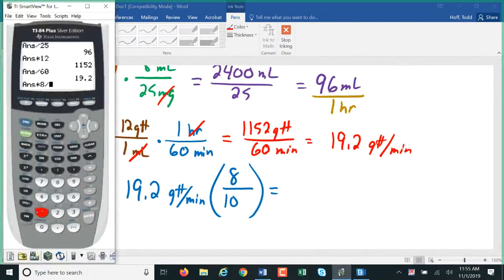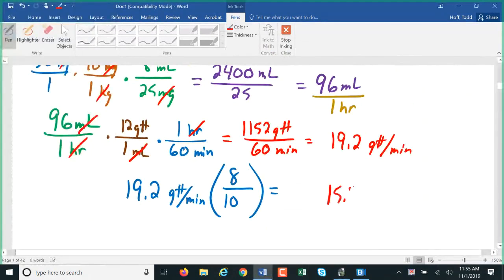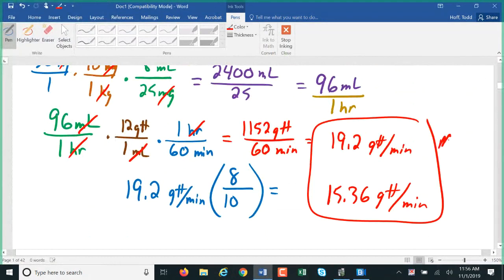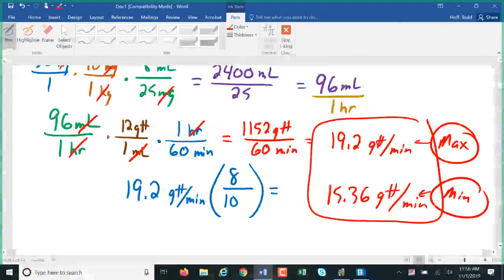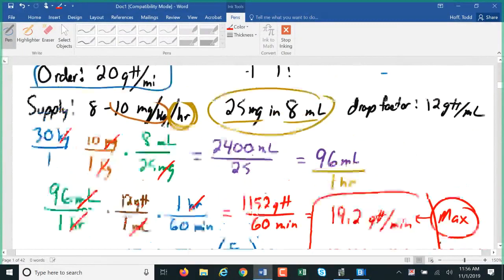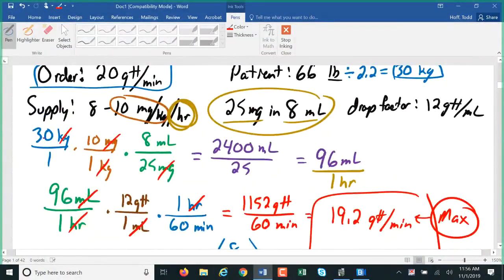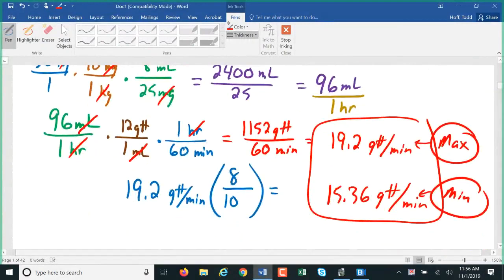19.2 times 8 divided by 10, 15.36 drops per minute. So the maximum, 19.2, the minimum, 15.36. Doctor's orders of 20 drops per minute are slightly outside of that range, so you would want to double check before you administer.